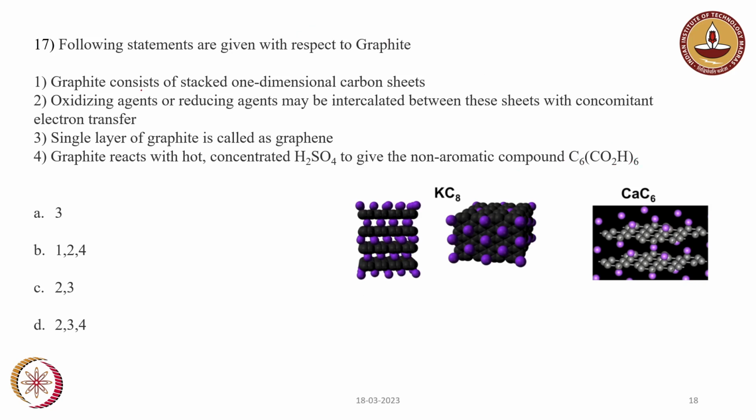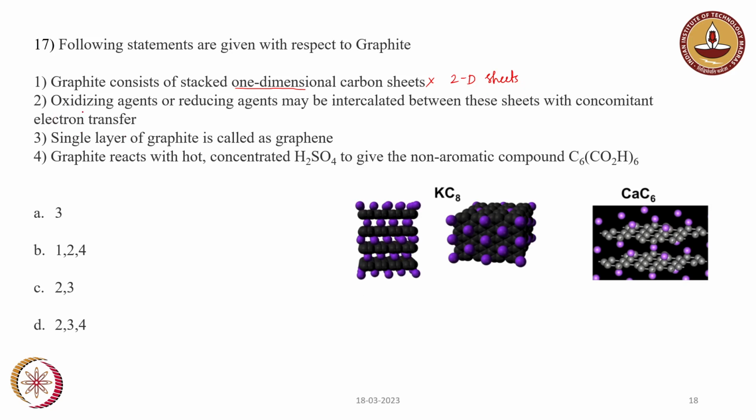So the first statement, graphite consists of stacked one-dimensional carbon sheets. The statement is incorrect because the carbon sheets in graphite are two-dimensional. It's given as one-dimensional, so it's not correct. They are 2D sheets.